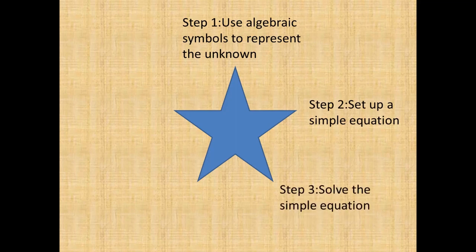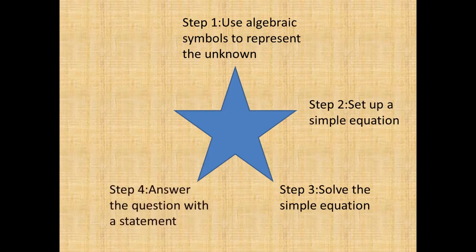Third step, we need to solve the simple equation that we set up. And then we need to answer the question with a statement. Finally, we need to double check our answer. So these are the 5 steps on how to set up an equation and solve problems with a simple equation. So now let's take a look at some examples so that you can understand and remember these 5 steps much better.